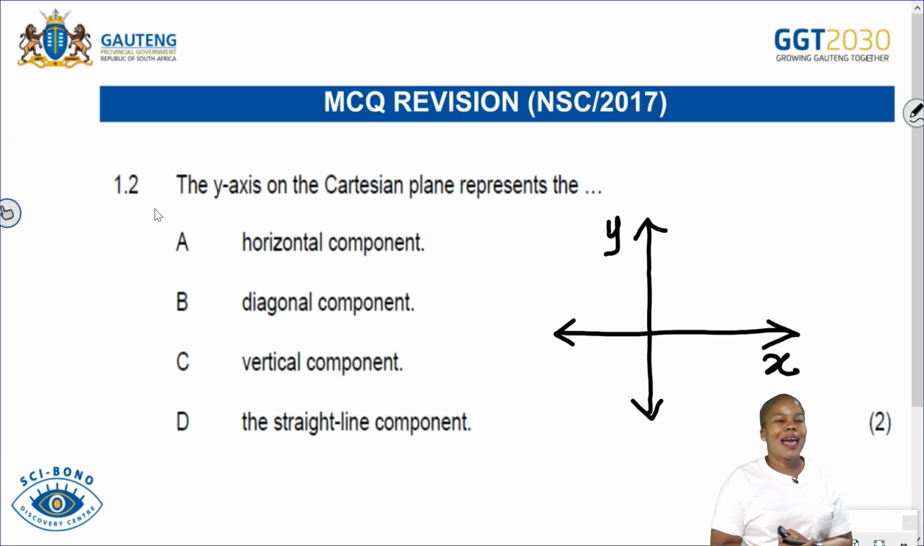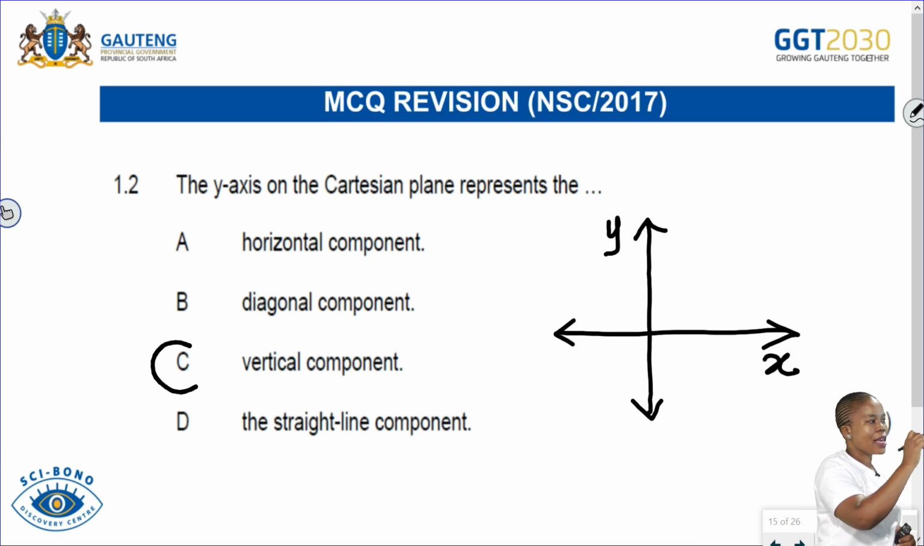The y-axis on the Cartesian plane represents, is it A, the horizontal component, B, the diagonal component, C, the vertical component, or D, the straight line component? I know you know this one. It represents the vertical component, so the correct answer is C.